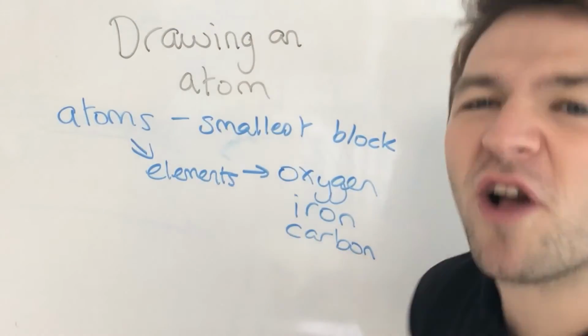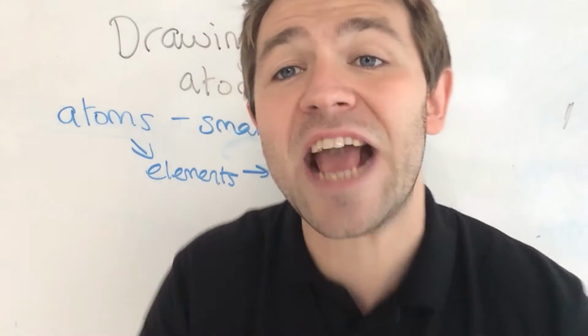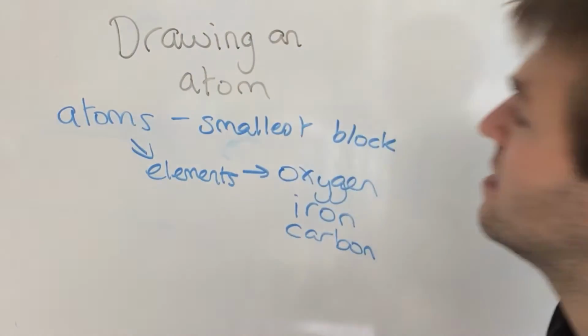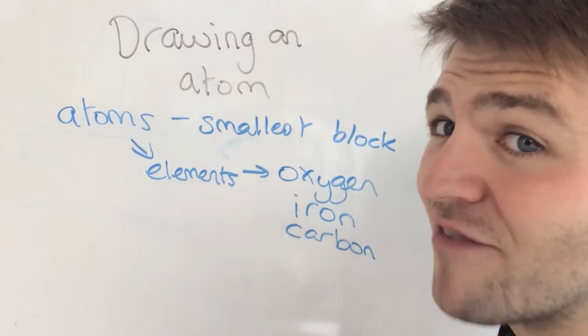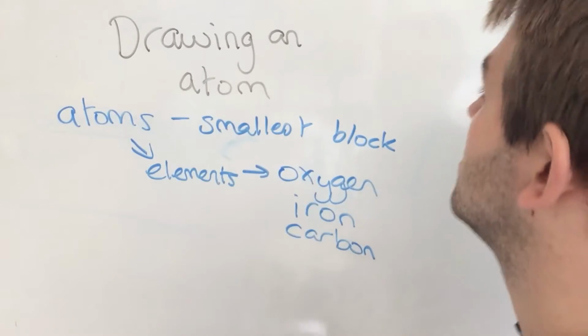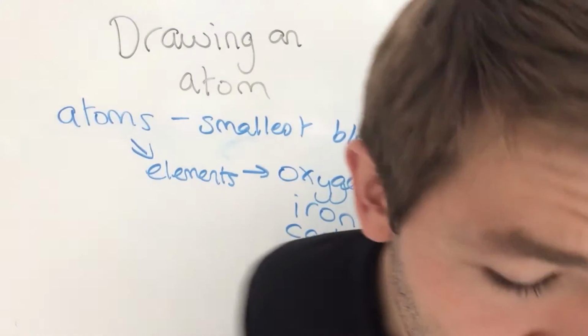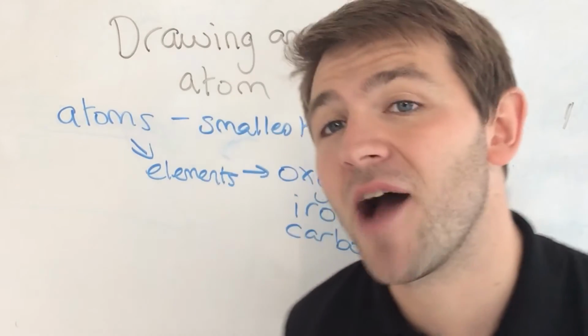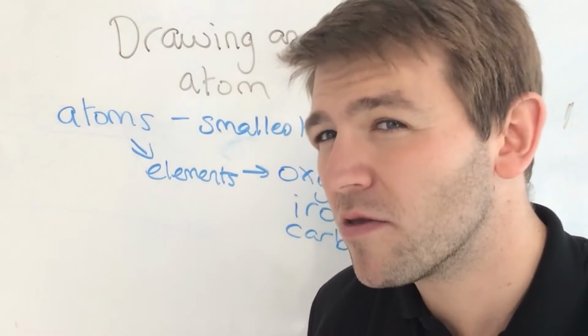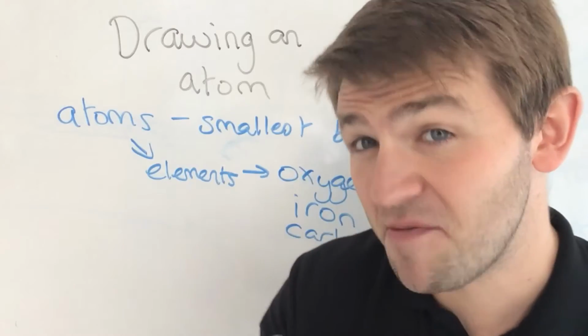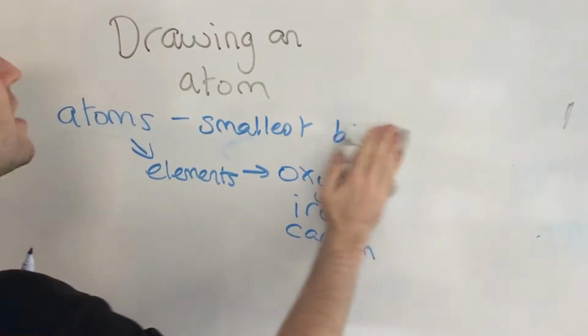Atoms are like the smallest block. I can think of them like the Lego pieces we actually have. They're the smallest things I can put together to make things that are new. Atoms, we do need to know for year 7 now about how the smallest block is actually made up. So let's go into that.